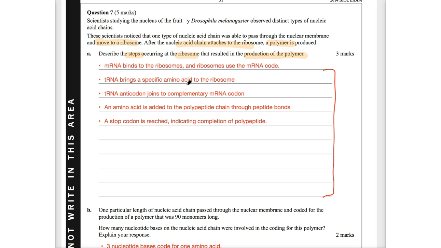Then we know that tRNA brings a specific amino acid to the ribosome. And then the tRNA anticodon joins to the complementary mRNA codon. An amino acid is added to the polypeptide chain through peptide bonds, not necessary in the explanations from the examiner's report, but there for completion. And therefore there's termination. A stop codon is reached, indicating completion of the polypeptide involved.